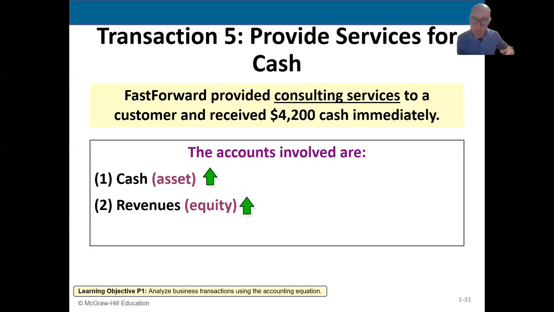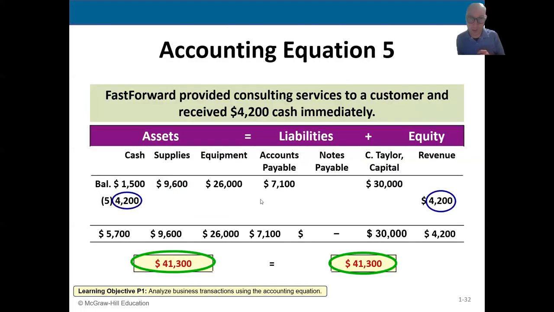Cash. So the customer gives us a check, we put it into our bank account, that's called cash. So we debit cash to increase our cash by $4,200, and we credit revenue, which is an equity account, $4,200. Coming to our balance, we increase cash by $4,200, and we increase equity by $4,200. Assets equals liabilities plus equity. You see that our balances still balance.